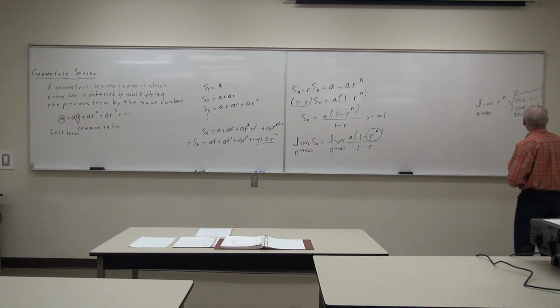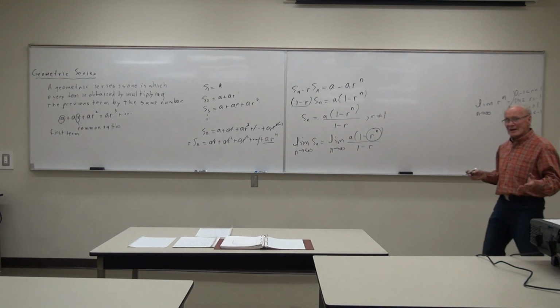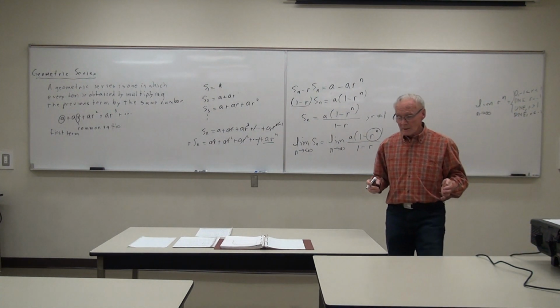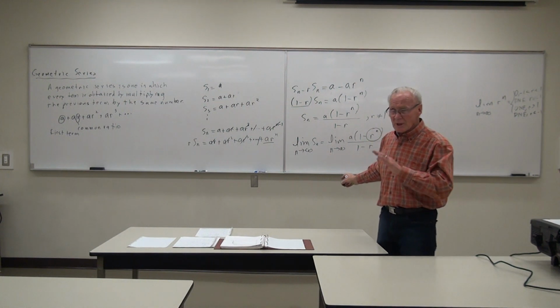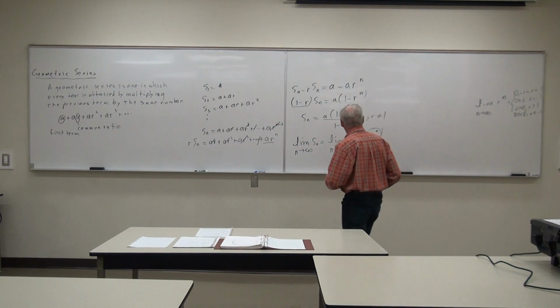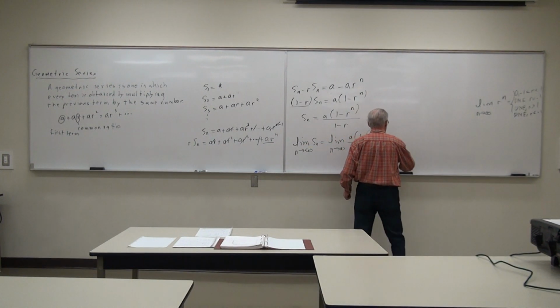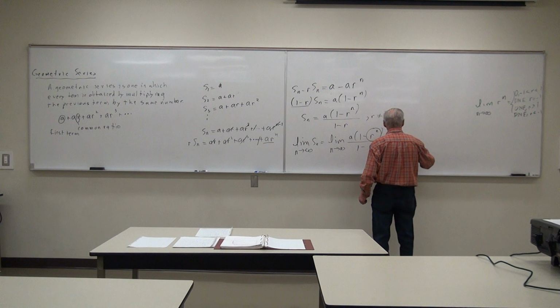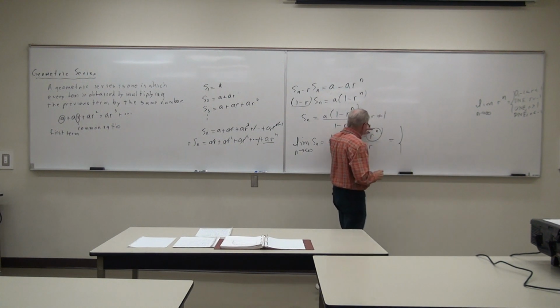Who's left? The only person left is r equal to 1. But we're going to do that one separately. Let's do it now. Well, let's do it separately. Okay, so can we see here that this limit, let's see. We're talking about this one now.